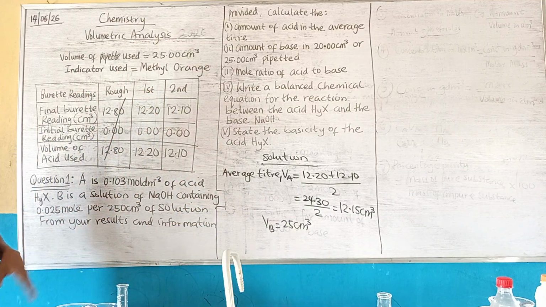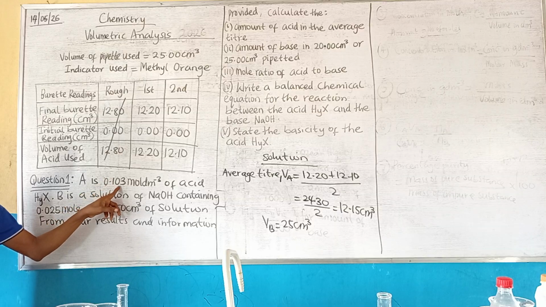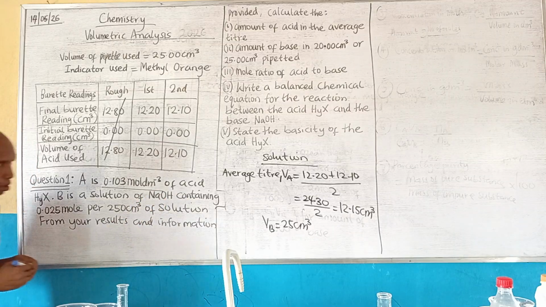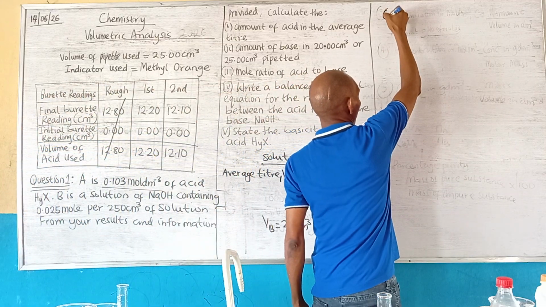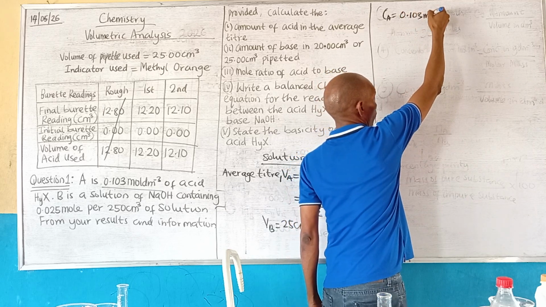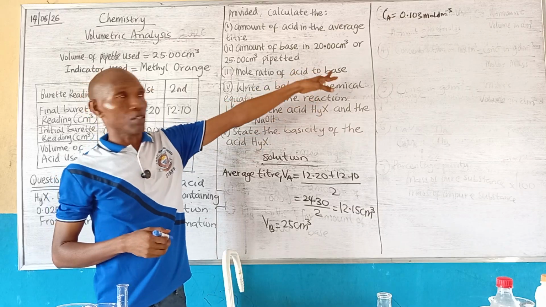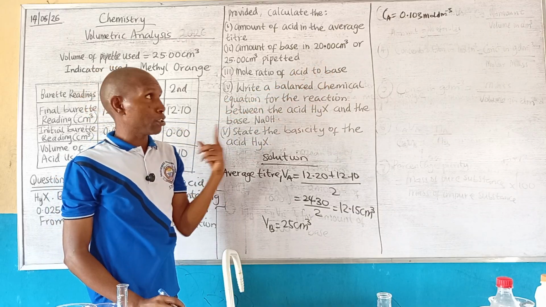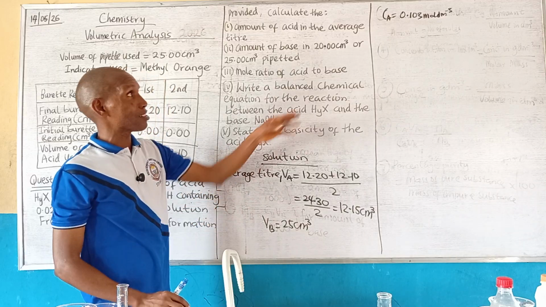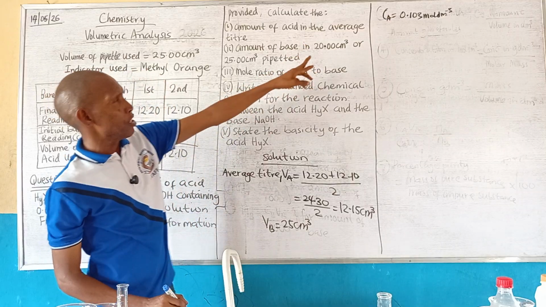Let's go to the information provided. The question reads, A is 0.103 mole per dm cube of acid. So what does this value stand for? It stands for CA. That is the concentration of the acid in mole per dm cube. That's what it stands for. But they may adjust the value. It's the same process. The calculation is always done in this direction. WAEC will decide to adjust the value so that it does not look like what you have done already. So now, this is 0.10.